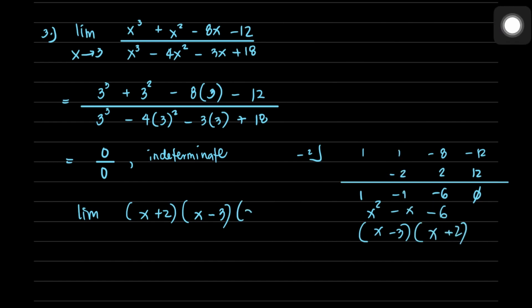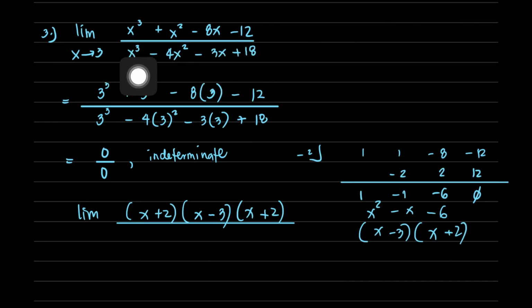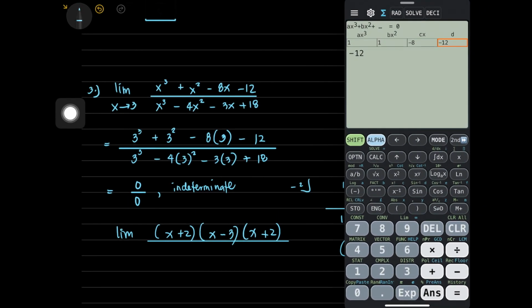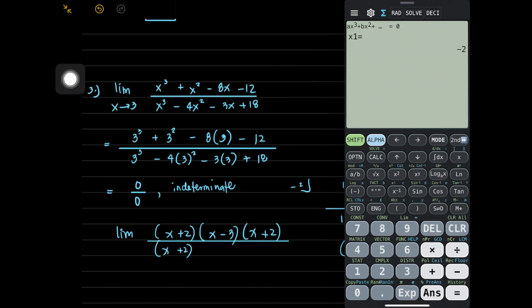So let me just write it here: x plus 2 all over, how about the denominator? What are now the factors of the denominator? Again, using your calculator, I'm going to input the coefficients: 1 for x cubed, negative 4 for x squared, negative 3 for x, and the constant is 18. One root is negative 2, so one factor here would be x plus 2. Then another root is 3, so that is x minus 3.